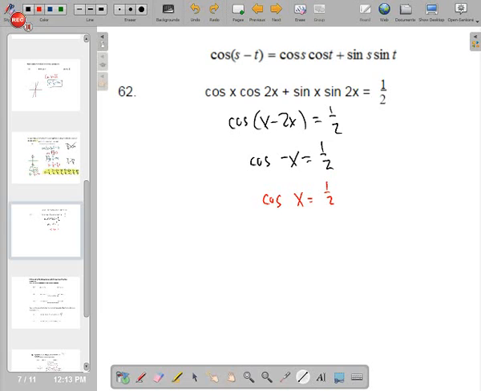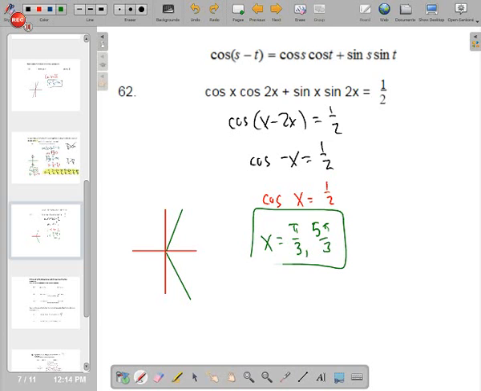If cosine of x is 1/2, well, that's actually pretty easy. When is cosine 1/2? Cosine is 1/2 when we've got a 60-degree reference angle in the first quadrant, or cosine is also positive in the fourth quadrant. So where does this happen? At pi over 3 and at 5 pi over 3. And since it's just between 0 and 2 pi, I don't need to worry about the plus 2 pi n stuff. So that's my answer.